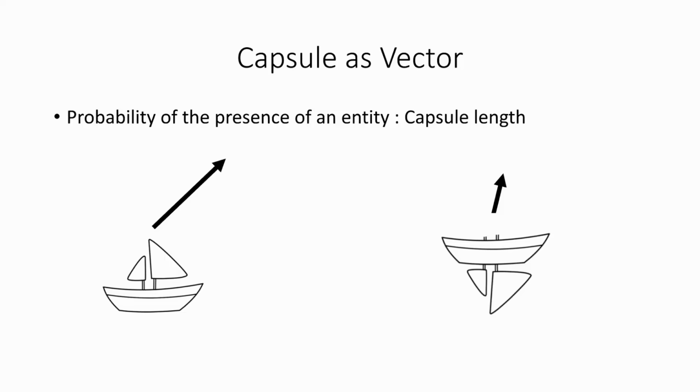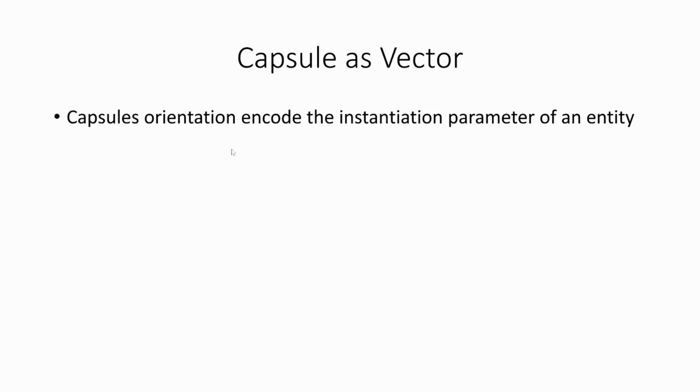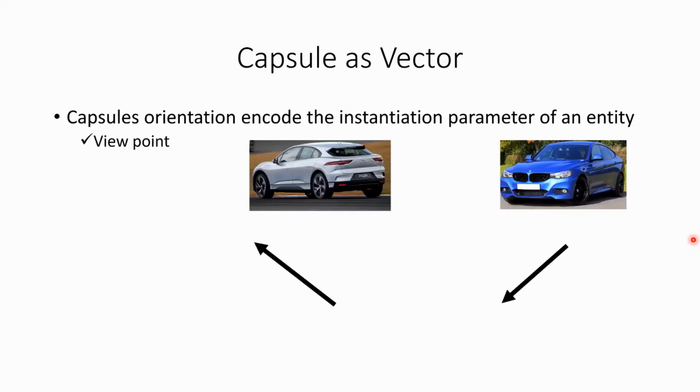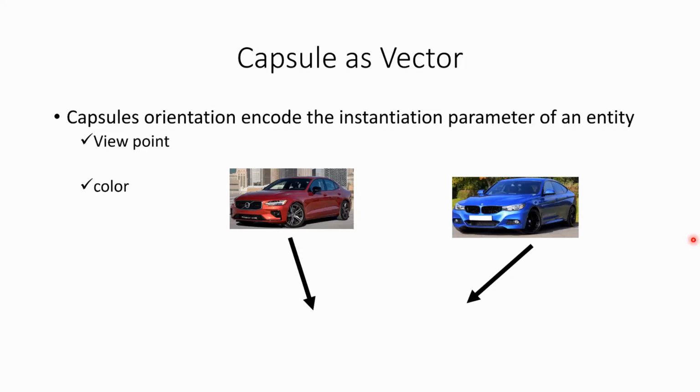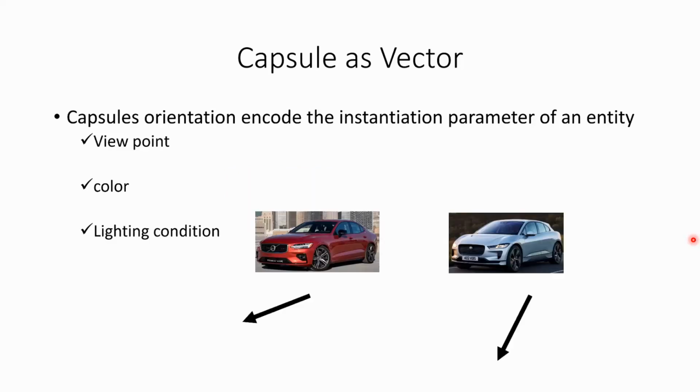Here, as you can see, the capsule corresponding to the sample boat is large, while the deformed sample has a small capsule vector. Then we use the capsule vector orientation to encode the instantiation parameters of the entity. These instantiation parameters are, for instance, different colors, which can be represented using different orientations in the capsule vector, or different viewpoints, or different lighting conditions.